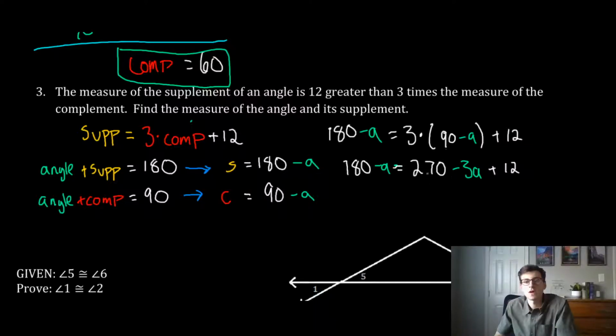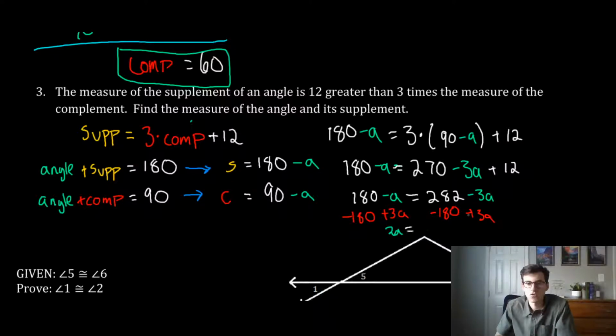Okay, simplifying this, we'll go step by step. 180 minus A equals 282 minus 3A. I'm going to add 3A to both sides and subtract 180 from both sides. That leaves me with 2A equal to 102, which means that A is equal to 51, right? If you divide both sides by 2.